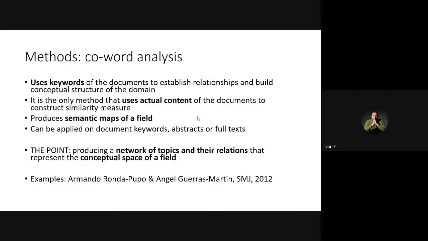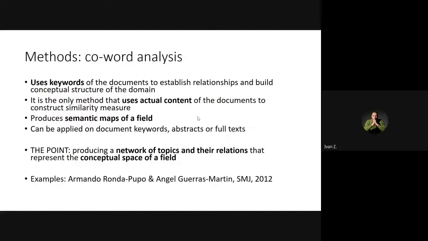Another method that is often used in bibliometric studies is co-word analysis. And this is basically, it's not a pure bibliometric method, but it works on actual abstracts, right? So it uses the actual contents of the documents to construct similarity measures. And it basically produces some kind of semantic map of a field, right? So you can apply this on keywords of the articles. You can do it on abstracts or full text that you have data on.